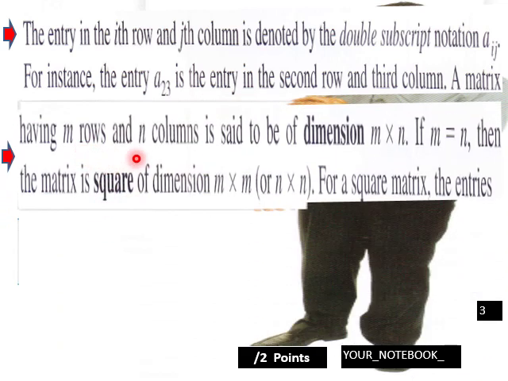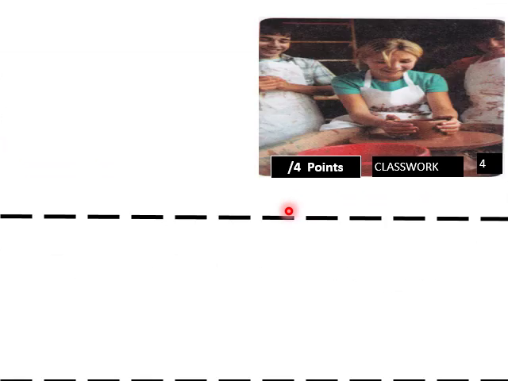A matrix having m rows and n columns is said to be of dimension m times n. If m equals n, then the matrix is square, of dimension n times n. For a square matrix, the entries a11, a22, a33 are the main diagonal entries. So by default, these will be your diagonals of a matrix. Okay, let's try one now.